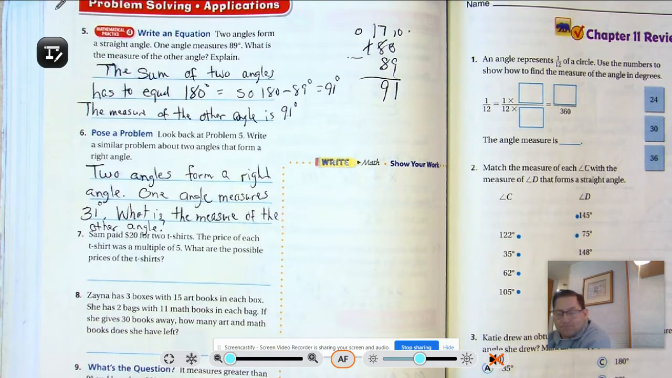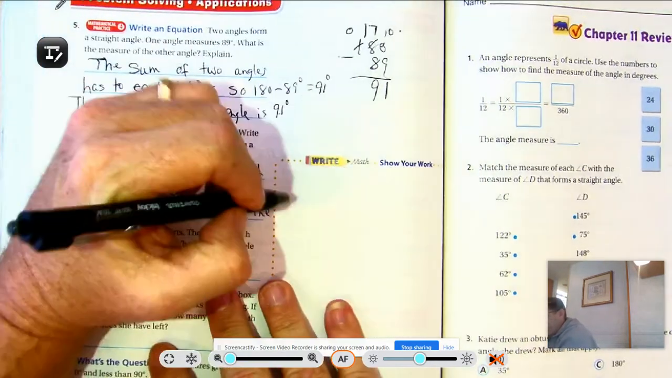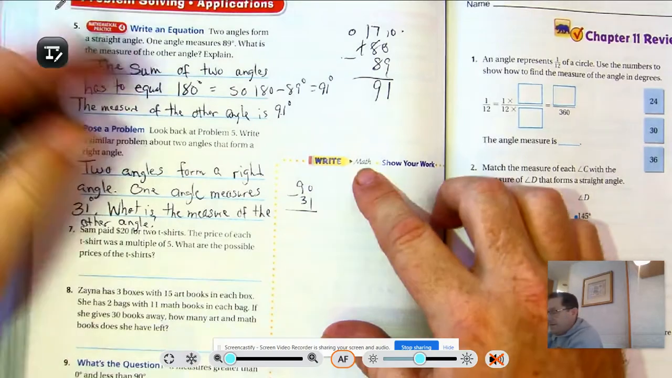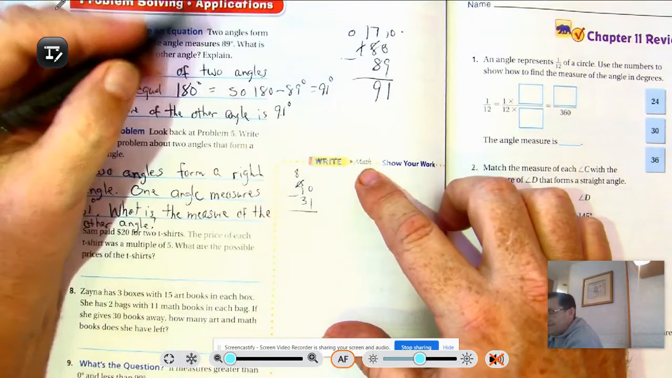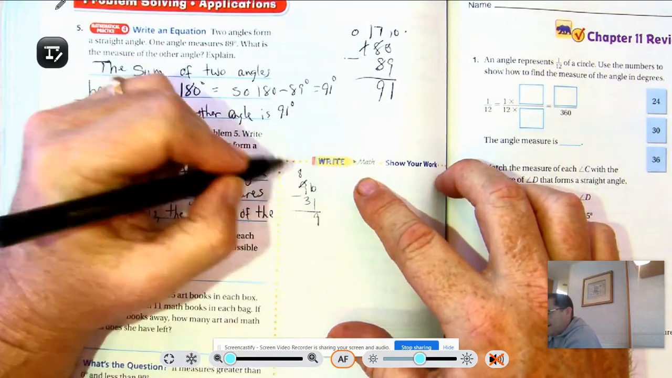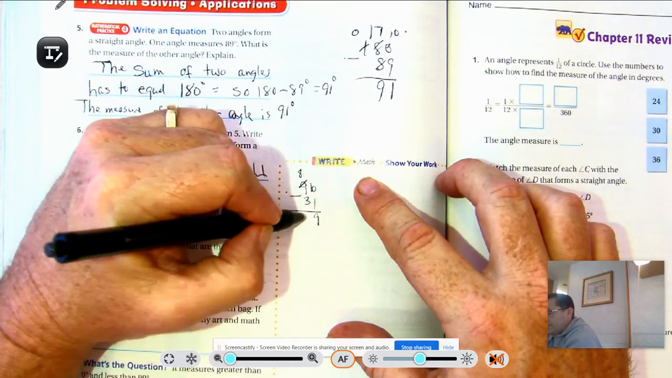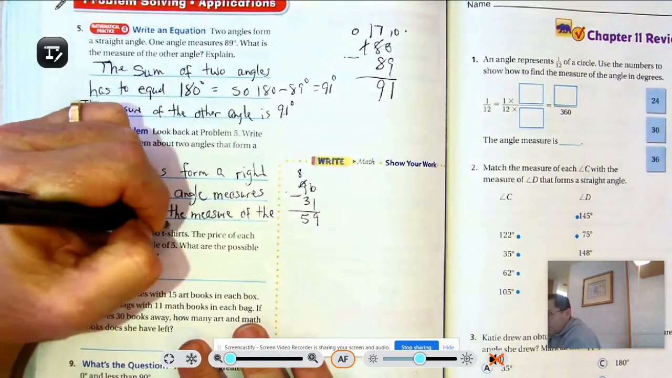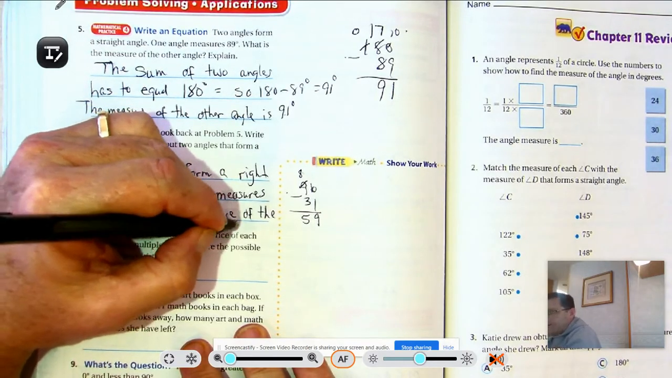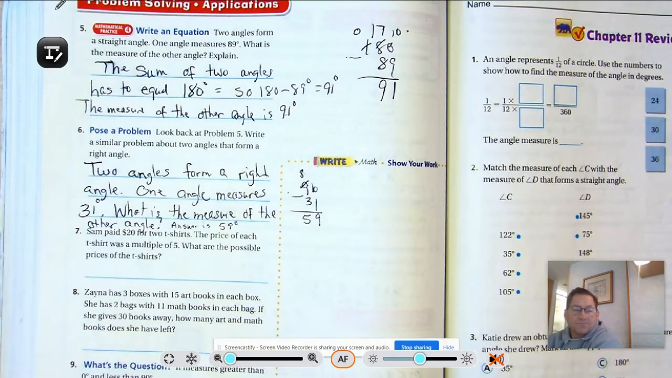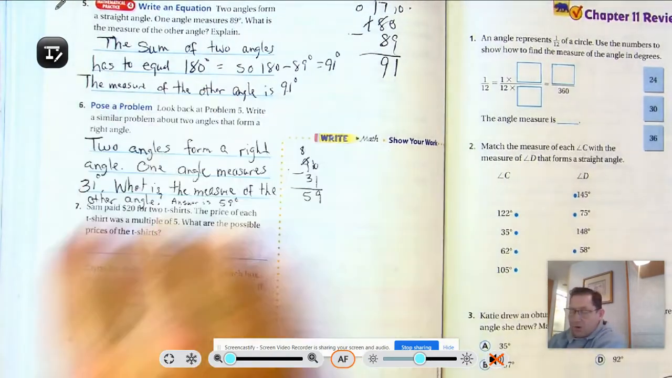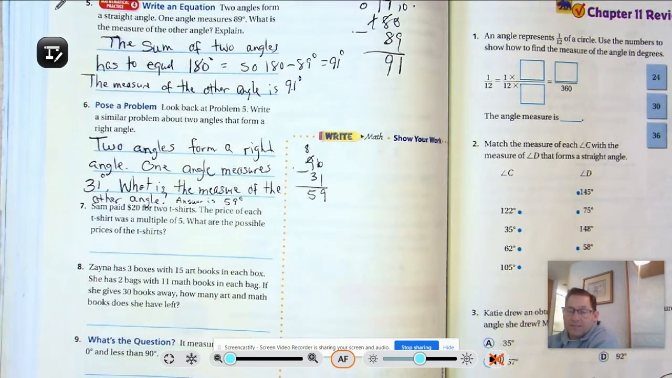Okay. Well, 90 take away 31. I can't take 1 from nothing, so I'll regroup the 9 tens as 8 tens and 10 ones. 10 take away 1 is 9. 8 tens take away 3 tens is 5. So my answer is 59 degrees. So there's no right or wrong answer as long as your two angles add up to 90 degrees.